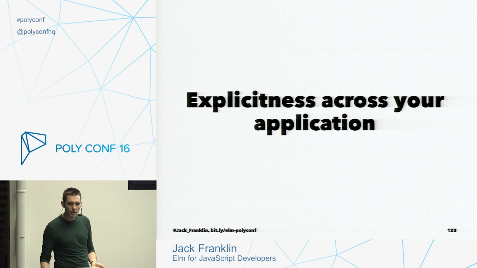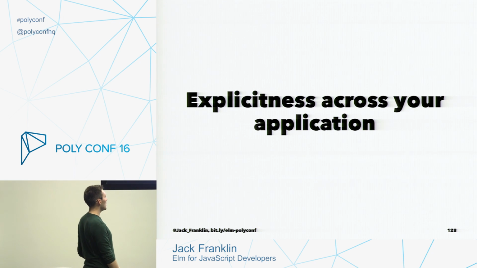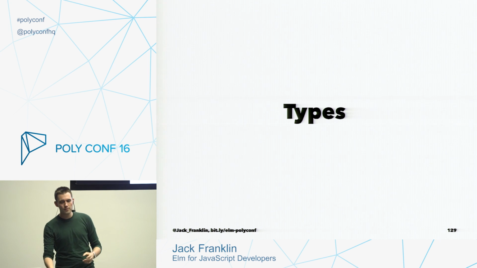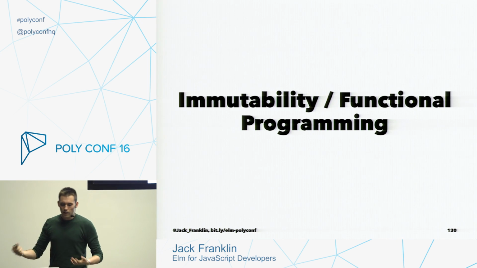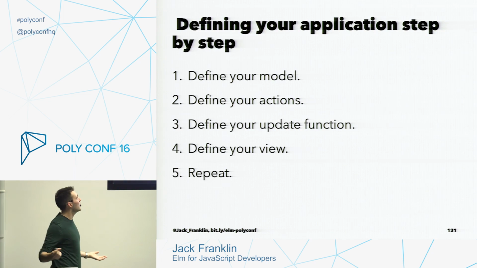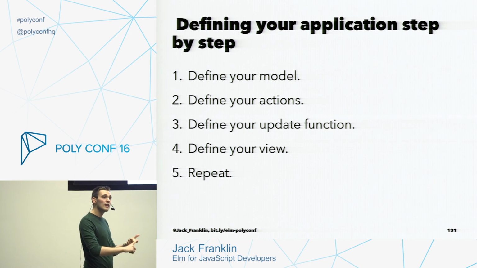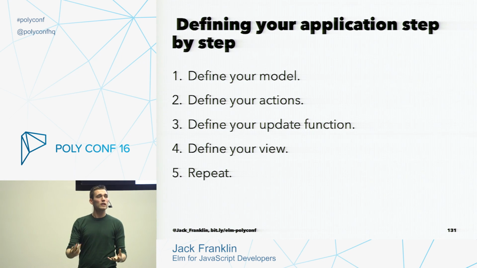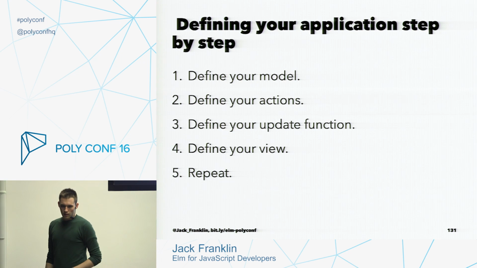The Elm architecture, the explicitness across your application, this idea of types. I know TypeScript is gaining a lot of popularity at the moment for similar reasons. Just embracing immutability and functional programming. The way we define applications by first defining the model, then the actions, then the update function, and then the view, and just repeat that over, I think is a really nice way to work as a developer.